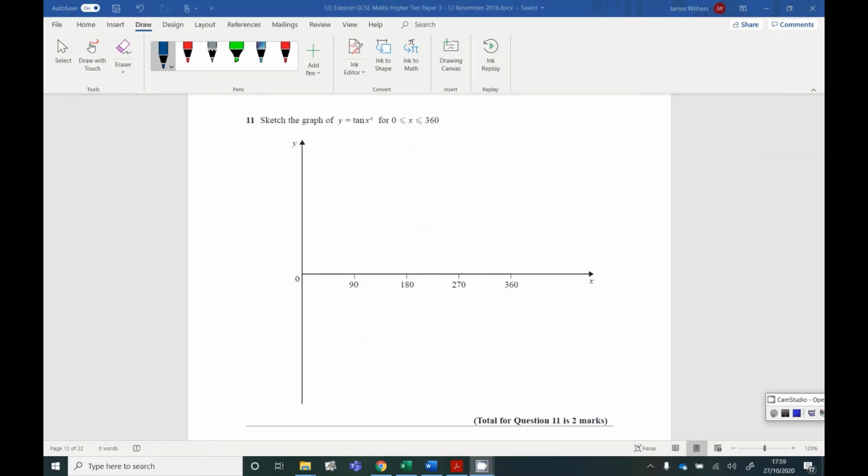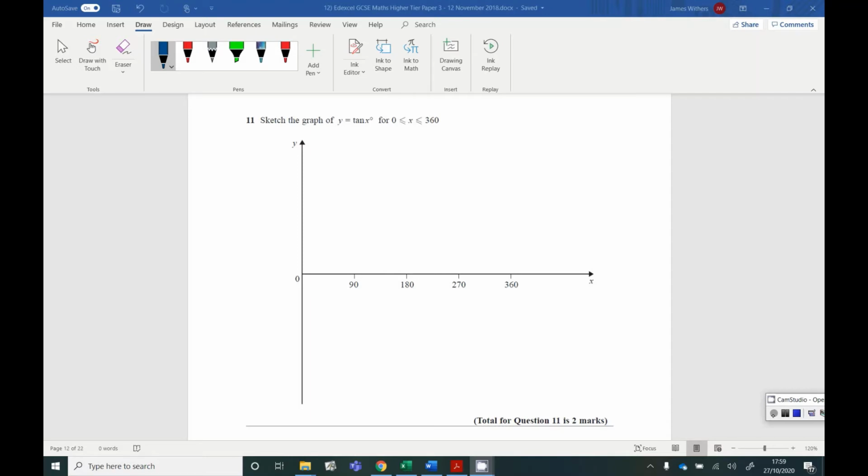Question 11. Now I think whenever you've got to sketch either the sin, the cos or the tan graphs, just bear in mind that something significant happens every 90 degrees, and this is a calculator paper, so you can just go and check any specific values if you wish to. Now tan of 0 is 0, okay, so that will be one value.